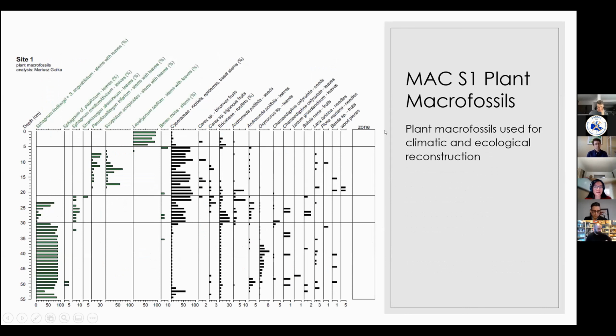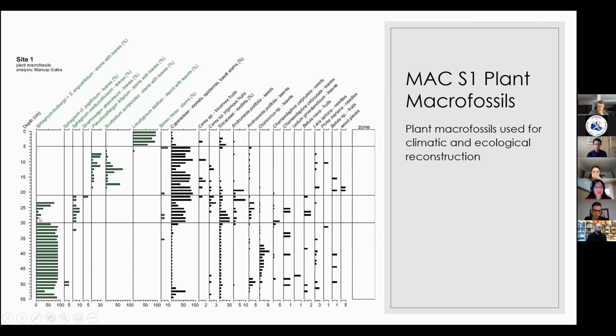Here are the results for the plant macrofossil analysis that was conducted by Marius Galtka. Plant macrofossils can be used to reconstruct the climate and ecology throughout time because the depth of the core represents time. For example, these green highlighted parts are the mosses, and they are split into zones, and each of these assemblages can characterize different ecological tolerances.